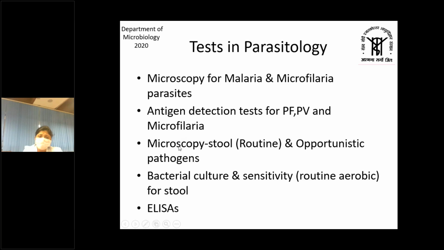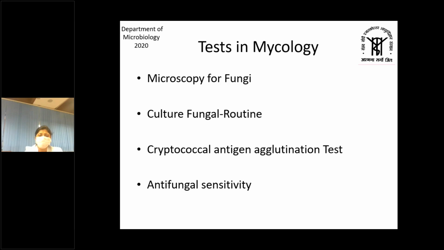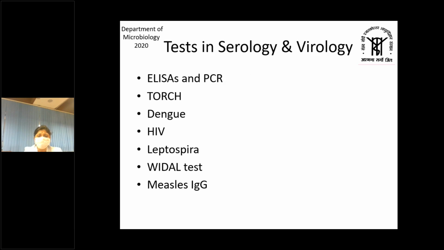We have the parasitology lab, which deals with microscopy for malaria and microfilaria parasites, stool microscopy, routine culture for stool, some ELISAs, and antigen detection tests for plasmodium infections and microfilaria. The cryptococcal antigen agglutination test is an important test that is performed in the mycology lab, apart from microscopy and culture, as well as antifungal susceptibility by the diffusion method. Important tests in serology and virology include ELISAs, TORCH test, dengue, HIV, Vidal, measles, and of course now the COVID testing.